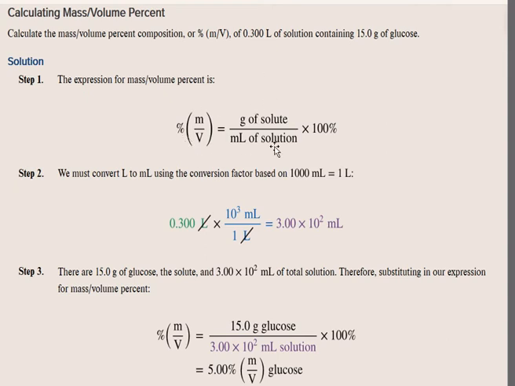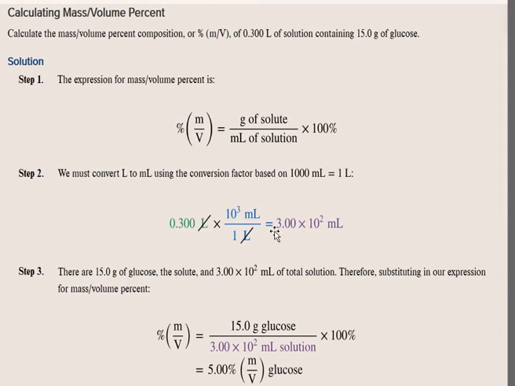Now here is our equation for mass by volume percent: equals grams of solute divided by the volume of the solution in milliliters, times 100%. Please keep that in mind. So the first thing we need to do is convert liters to milliliters using the conversion factor between liters and milliliters, getting rid of the liters and getting milliliters here.